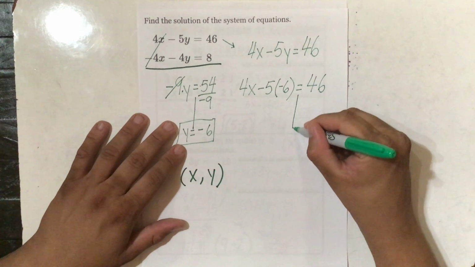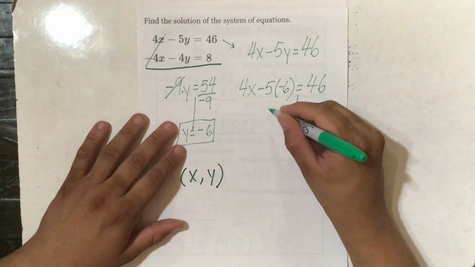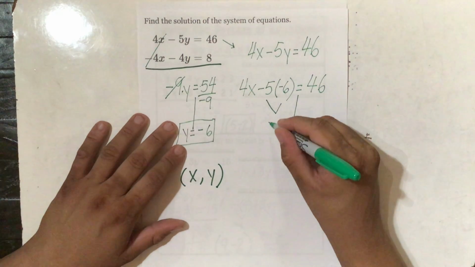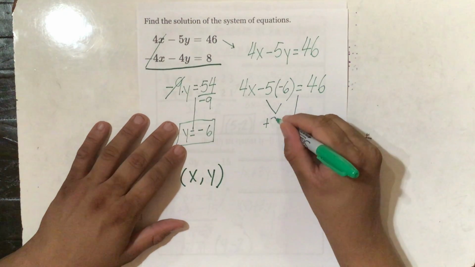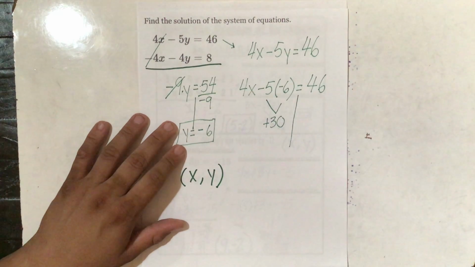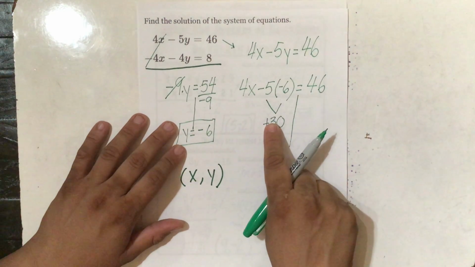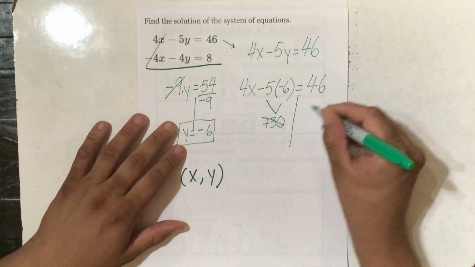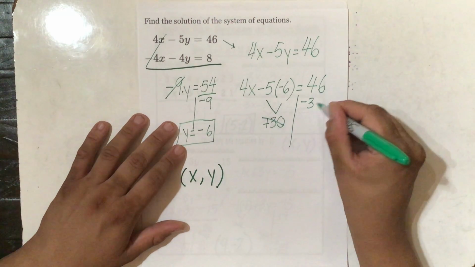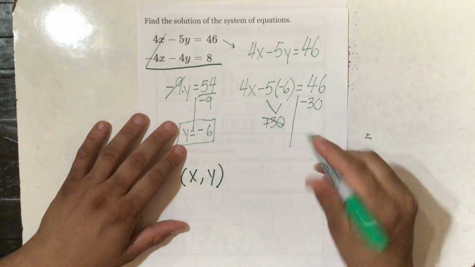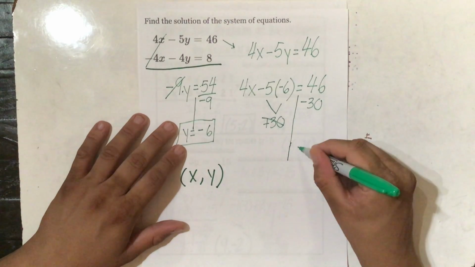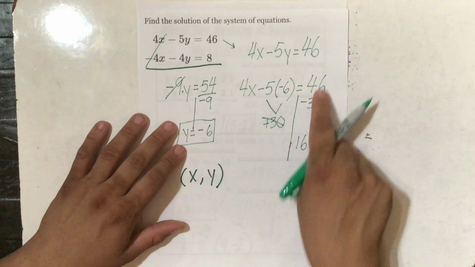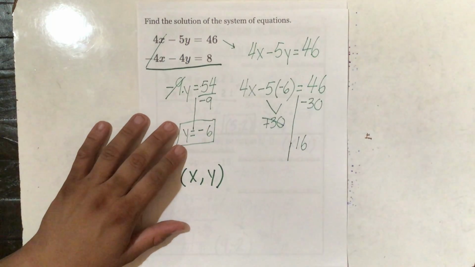So I'm going to draw my line of separation here. I'm going to multiply these two. Negative 5 times negative 6 is a positive 30. Now I'm immediately going to move this positive 30 over here. So the opposite of plus 30 is minus 30. So 46 minus 30 is 16. Positive 16, right? 46 is bigger.